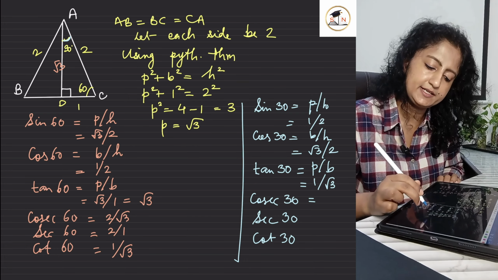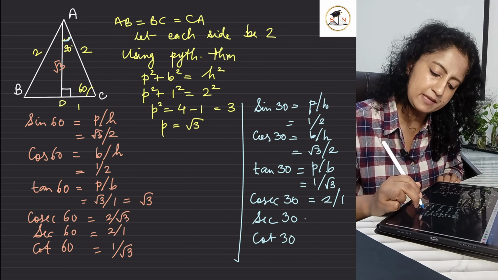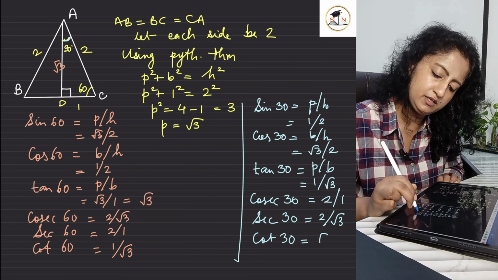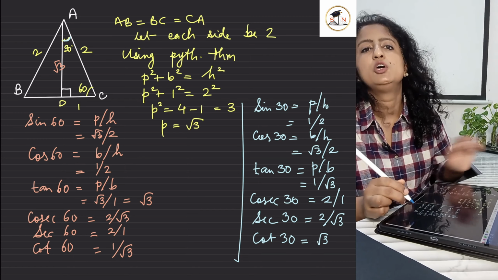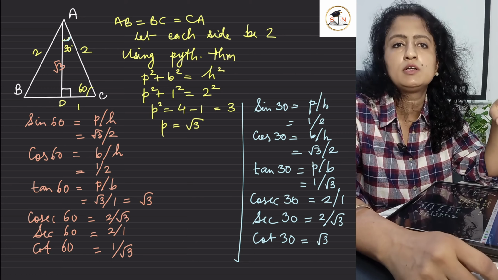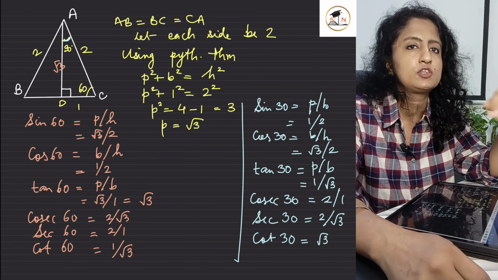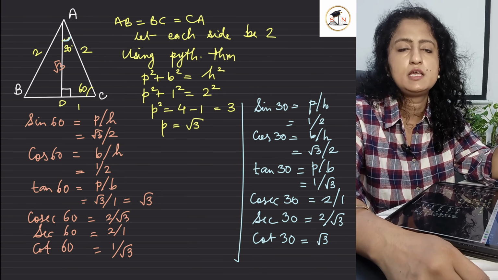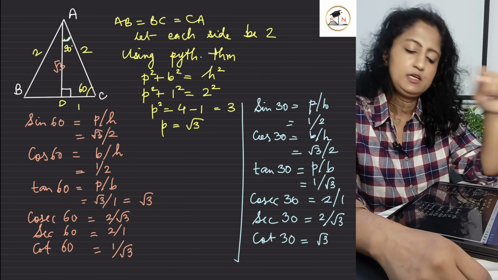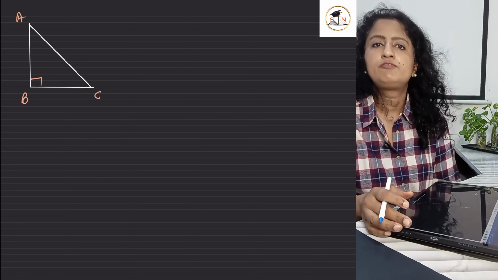Cosec 30 क्या हो जाएगा? Reciprocal of sine, which is 2. I'll write 2 by 1, same thing. Sec 30, 2 by root 3. And the last, cot 30, root 3 by 1, so just root 3. So on this screen, we have learned how to calculate the values of all the 6 ratios for 30 degrees and 60 degrees. But in the table, you have 0, 90 and 45 also, right? So now on the next screen, let's understand how to calculate for 45.